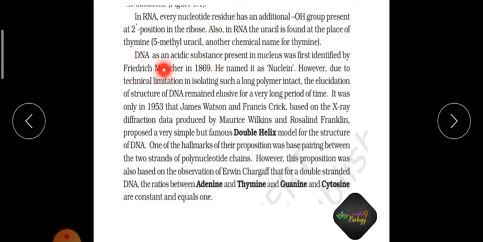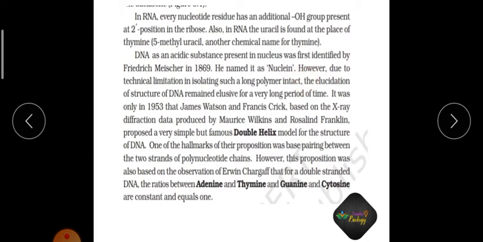Okay, so DNA basically is an acidic substance. From the name itself we can understand DNA is deoxyribonucleic acid, so it is acidic in nature. Is that clear? Okay, who identified DNA first? Initially this was identified by Frederick Miescher in the year 1869. Who identified it? Frederick Miescher. Which year? 1869. What is the name given by him? Nuclein. So, is it clear?